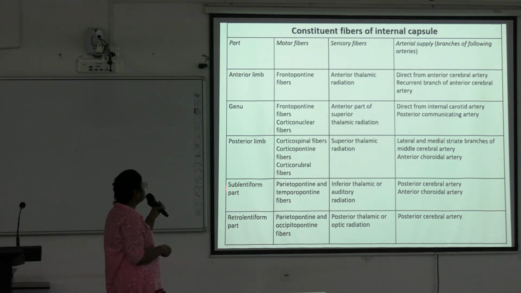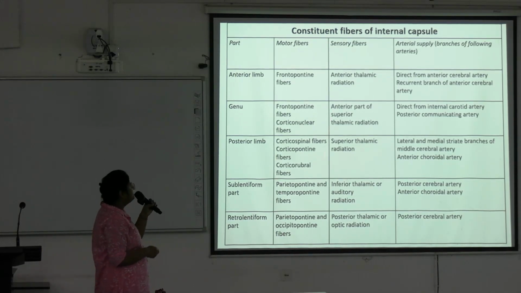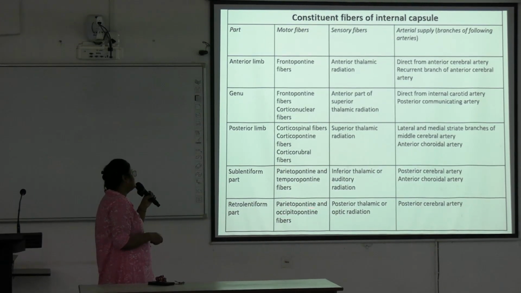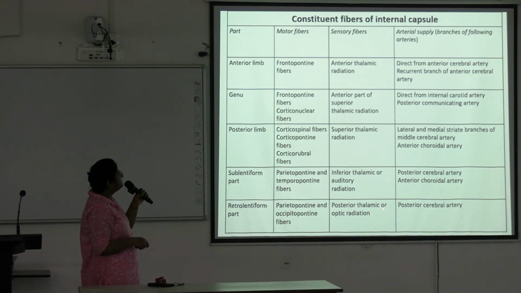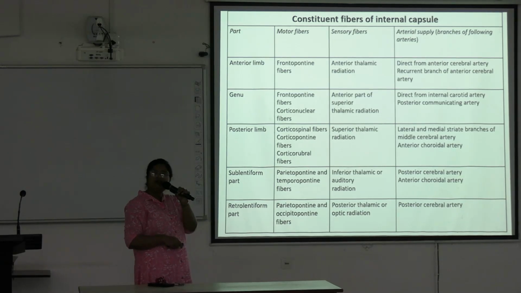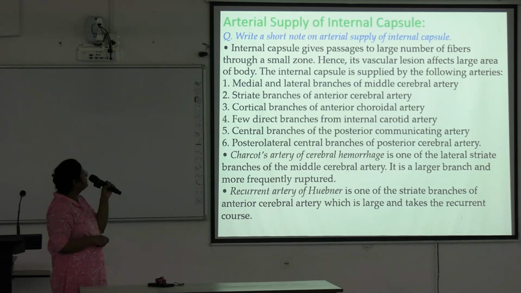Next is the sublentiform part. It consists of parietopontine and temporopontine fibers. Sensory fibers are the inferior thalamic or auditory radiation. And the arterial supply is posterior cerebral artery and anterior choroidal artery. And the retrolentiform part has parietopontine and occipitopontine fibers, and posterior thalamic radiation or optic radiation is a sensory fiber, and it is supplied by posterior cerebral artery. Okay, understood? Okay, so this is the arterial supply we will discuss in detail.